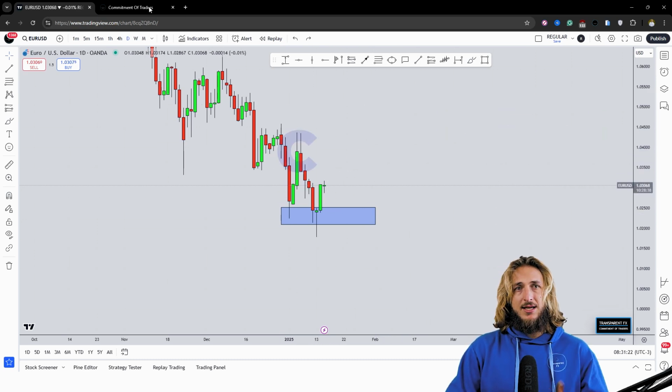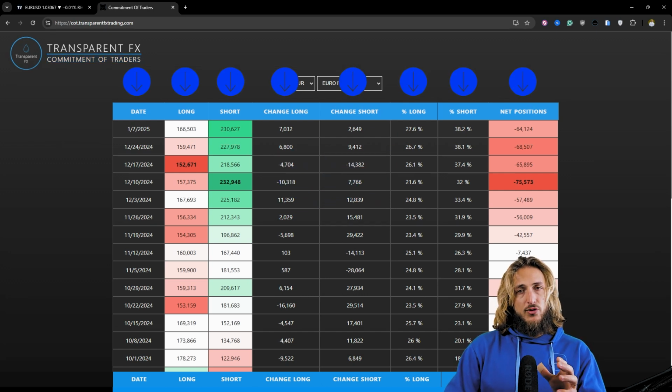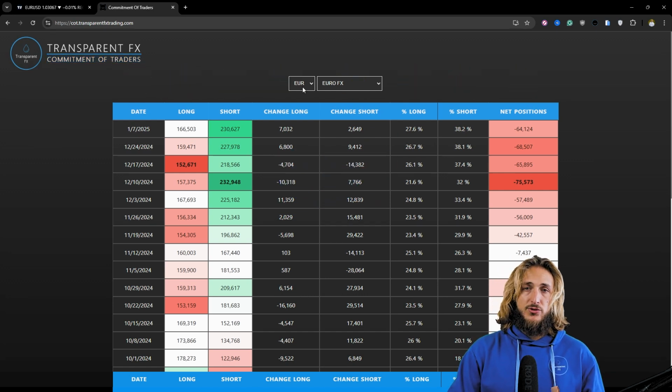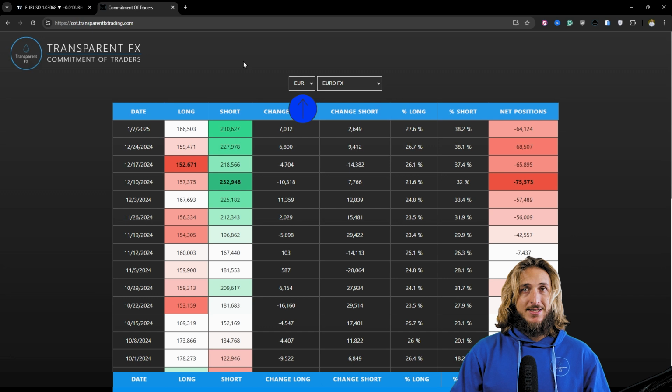Now, to check that, let's go and see what we have when it comes to the Commitment of Traders, so what the big players in the market are doing. Now, if we're looking at the data for the euro, it's important to keep in mind that we are already looking at EURUSD because all currencies on the spot are traded against the USD.